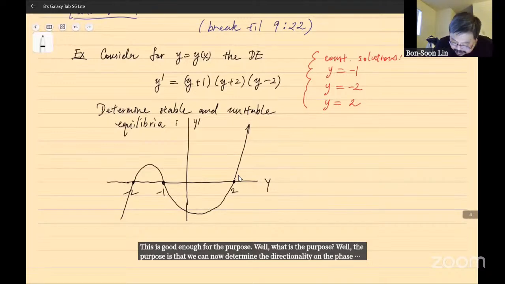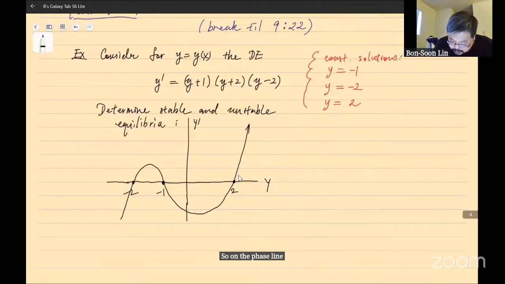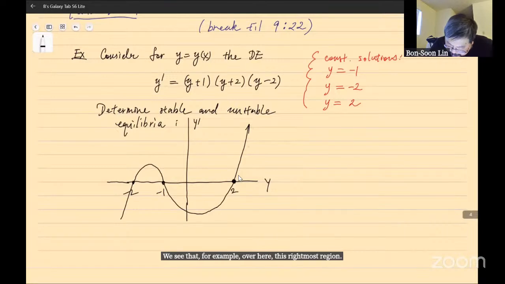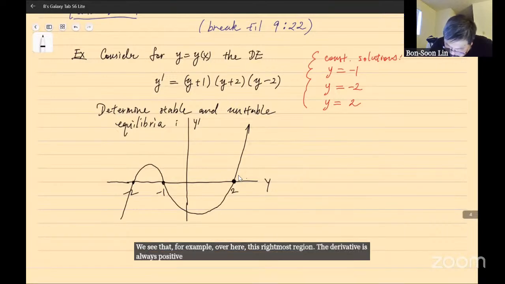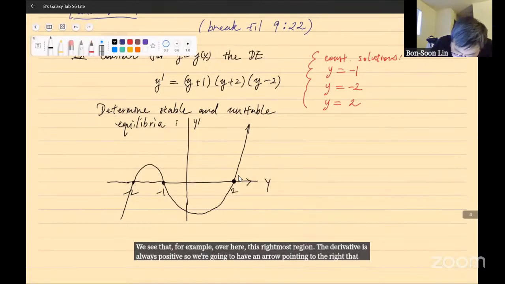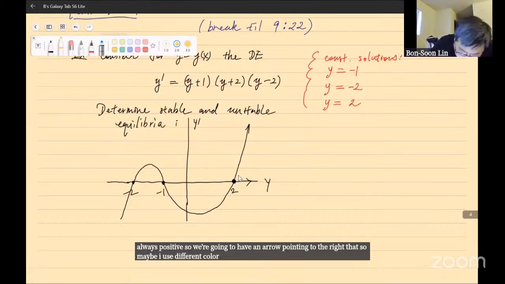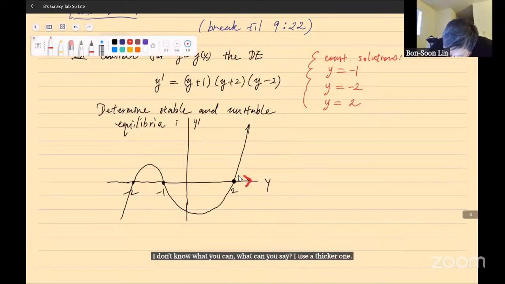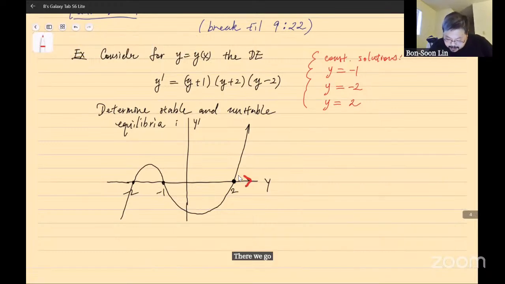So along the phase line, which is this horizontal line, we see that, for example, over here, this rightmost region, the derivative is always positive, so we're going to have an arrow pointing to the right. Maybe I'll use a different color, a thicker one. There we go. Right, this points to the right.